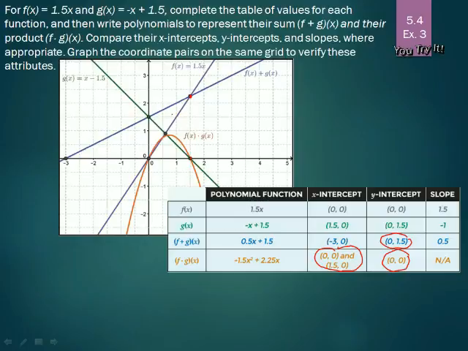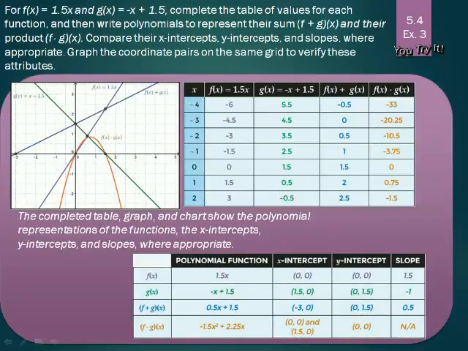And so now that we've gone ahead and compared, and we've graphed it, and we filled out our tables, let's go ahead and summarize. The completed table, graph, and chart show the polynomial representations of the functions, the x-intercepts, y-intercepts, and slopes where appropriate.